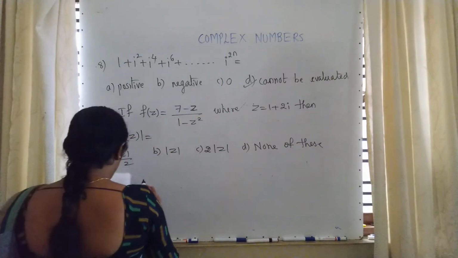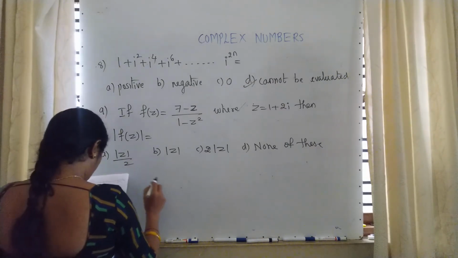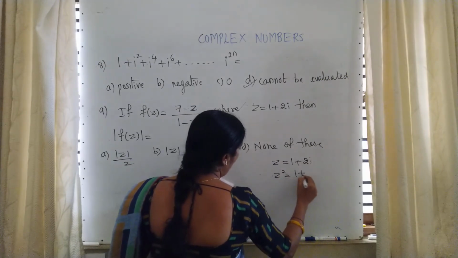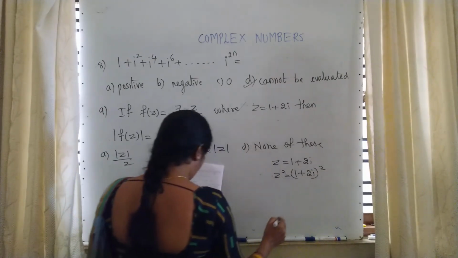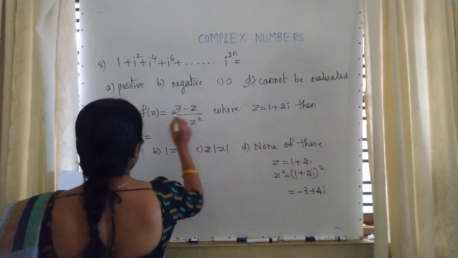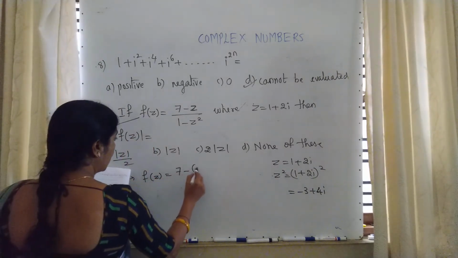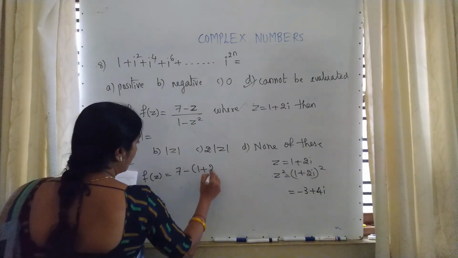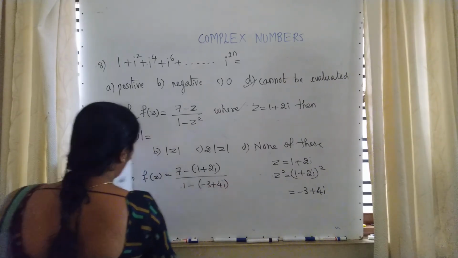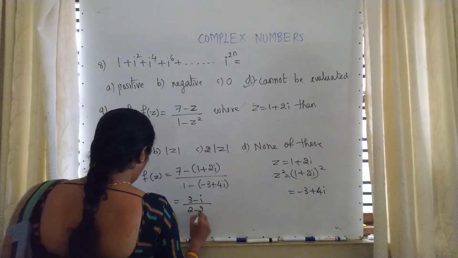Here first calculate what is 7 minus z, and 1 minus z square. z is 1 plus 2i, z square is (1 plus 2i) whole square, using (a plus b) whole square. Your answer will be minus 3 plus 4i. So write down those values in this equation. f of z, 7 minus z is 1 plus 2i upon 1 minus z square is 1 minus (minus 3 plus 4i). So simplify this, you will get (3 minus i) upon (2 minus 2i).